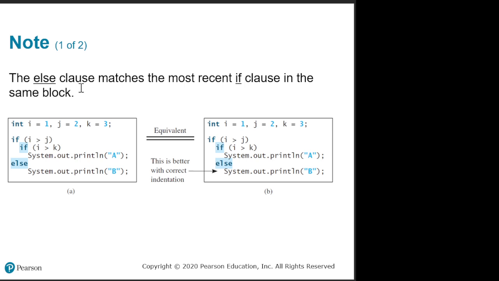Now, notice the else will always go back to the most recent if. So even if you get your indentation wrong, this if and this else are linked. This else is not connected to the one that it's indented to, because Java compiles the else statement to the previous if. So it's easier to read if you line up your if and your else statements so that they have the same indentation.